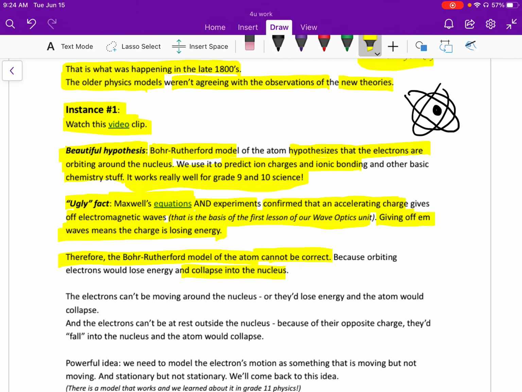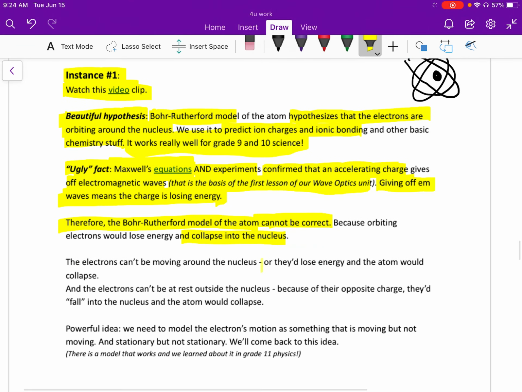Because if it was right, and Maxwell's right, then those orbiting atoms would all collapse. So they can't be orbiting, or they lose energy and collapse. So they can't be right. And you can't say, okay, no problem, just change our model of the atom. Let's just have our positive nucleus instead of orbiting. Let's just put electrons at different positions, and they're not moving.